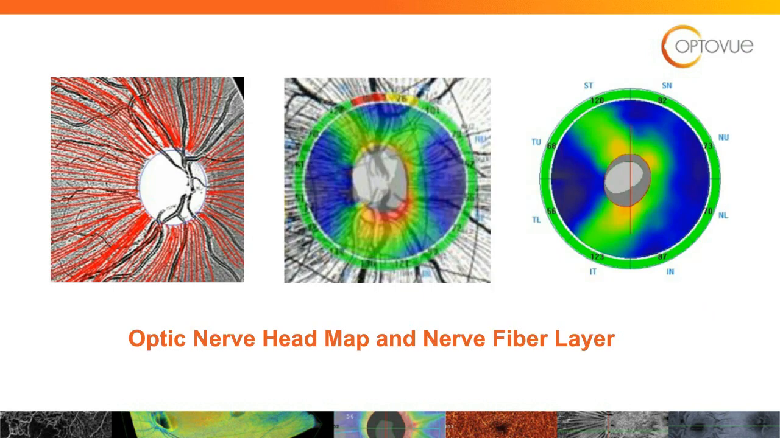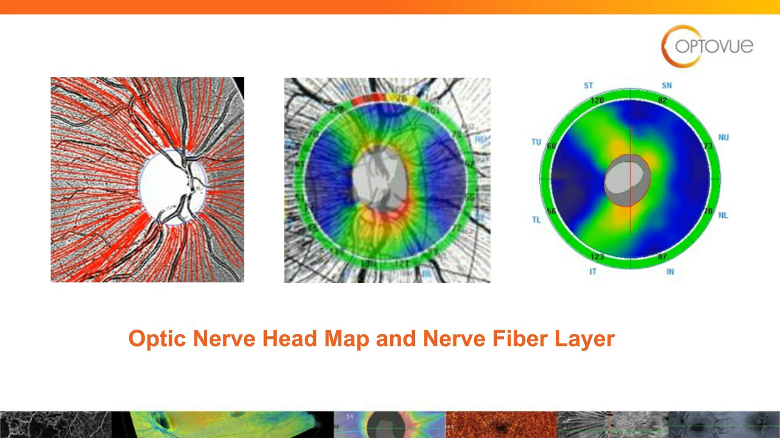Okay. Looking at the next slide, the optic nerve head map and nerve fiber layer. That's where a lot of the bread and butter is. For those of us who've been using OCTs, which is probably just about all of us on the call tonight, nerve fiber layer is where we realized how important OCT was for us. But again, remember that we have to always go back and look at the anatomy.